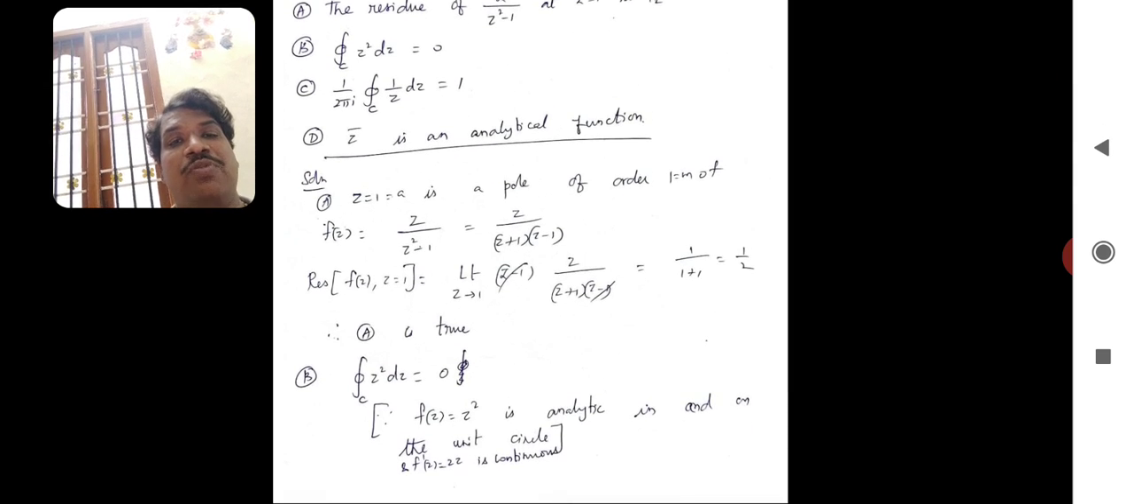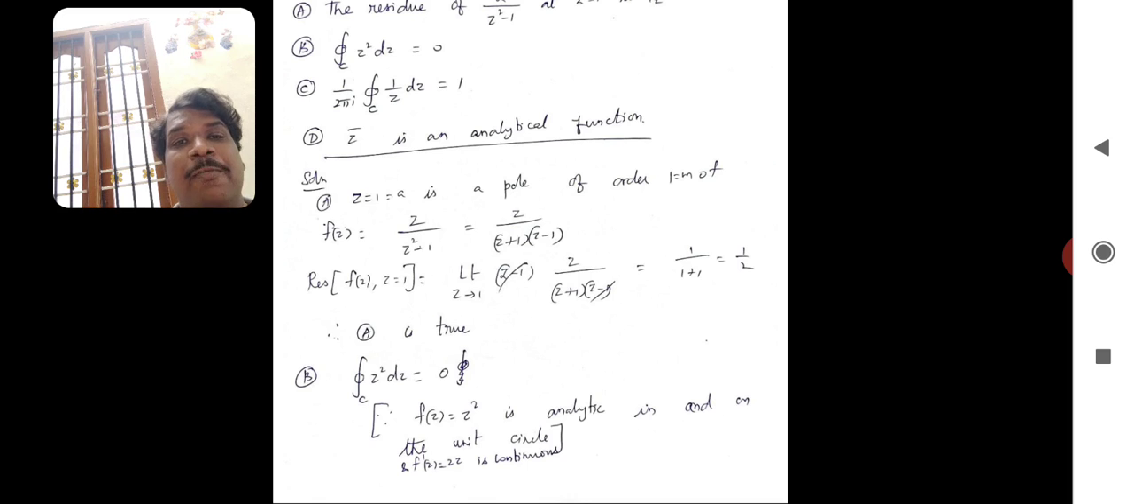Coming to the second one, option B, integration over c z square dz. What is the answer for the integration? We know that the function inside the integration, z square, is an entire function, that is, a function which is analytic inside any closed curve, and of course the derivative is also continuous. You can see the differentiation of z square is 2z, and 2z is a continuous function. So I can appeal to Cauchy's theorem.